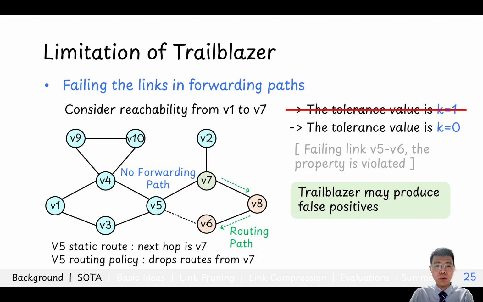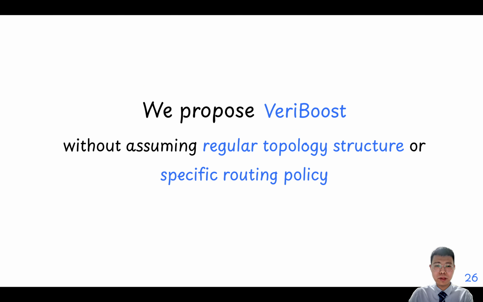For example, when the link V5 to V6 fails, there is no available route from V1 to V7, so V1 cannot reach V7. In this case, reachability from V1 to V7 is already violated with only 1 link failure, and the tolerance value is 0. Therefore, Trailblazer may produce false positives.